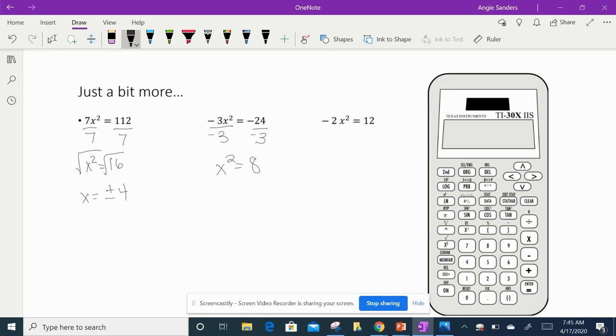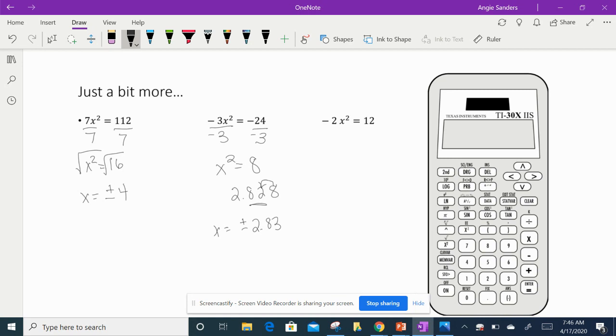So on this one now, I'd like for us to take the square root of 8. And when I take the square root of 8, it doesn't come out to a nice whole number answer. In this unit, we're going to round to the nearest hundredth, so that's 2 places. So in this case, I got an answer of 2.828, and it continues on. But hundredth is 2 places, so that 8 tells me to round up, and so I'm going to say x is equal to positive and negative 2.83.